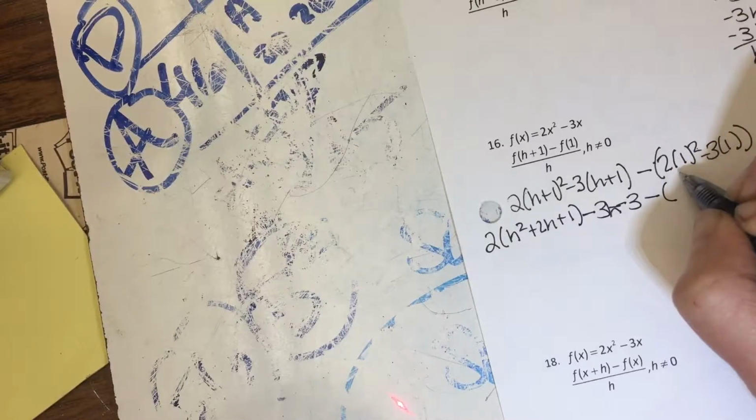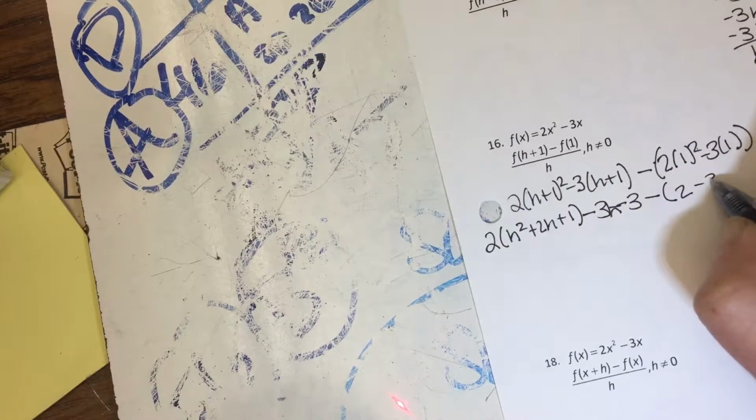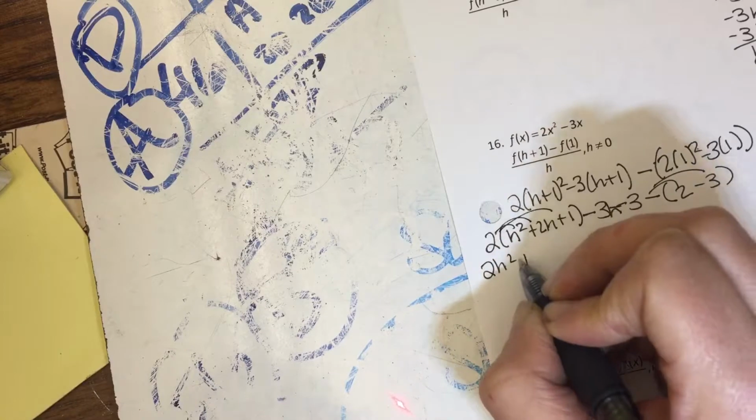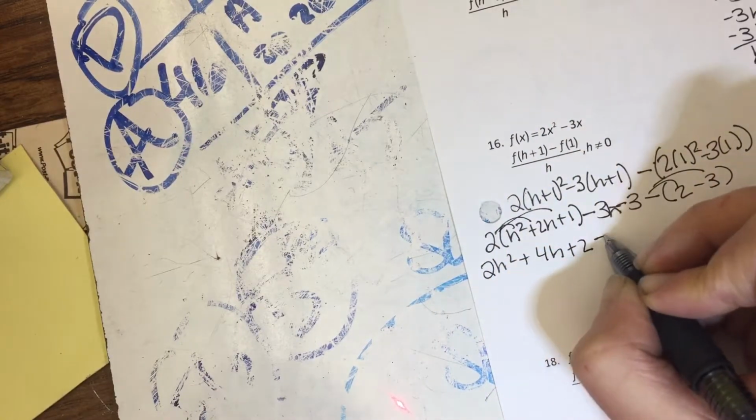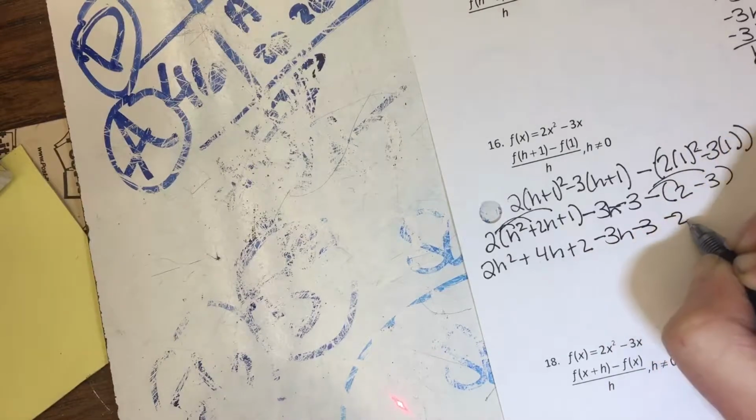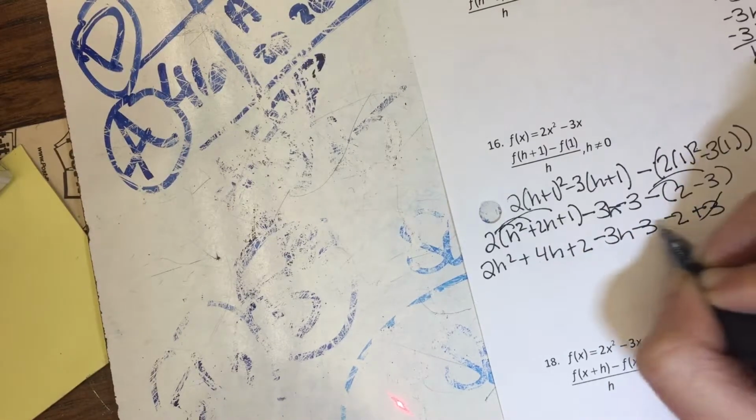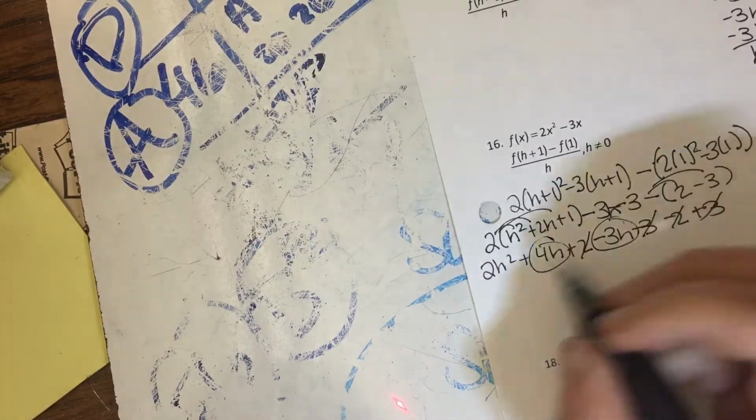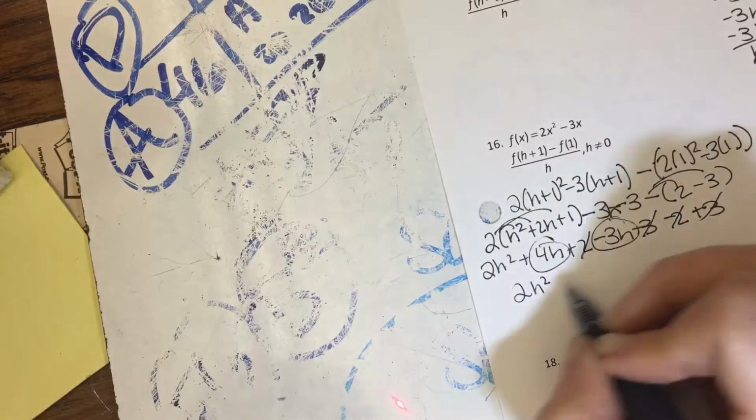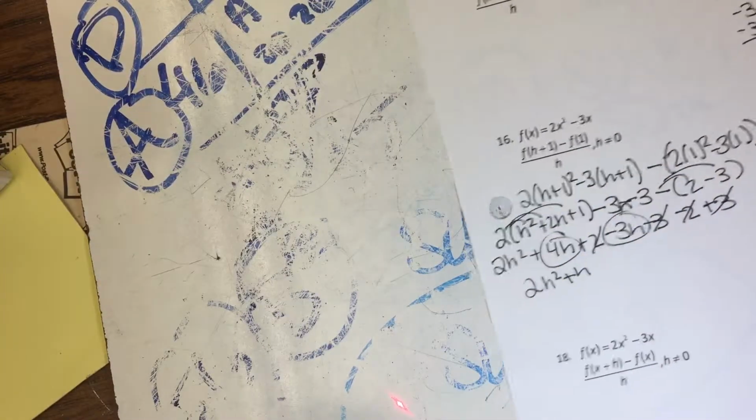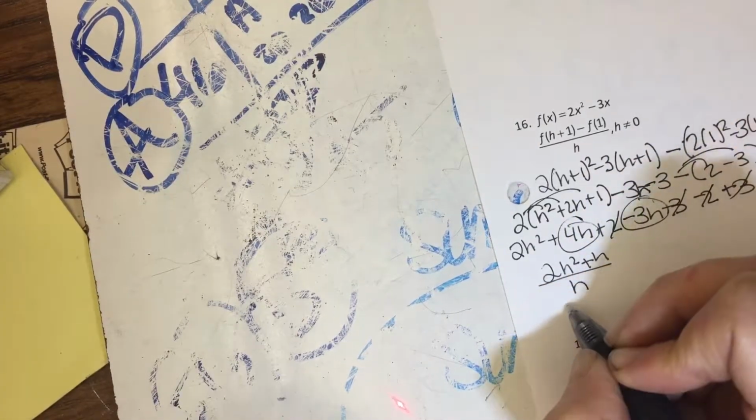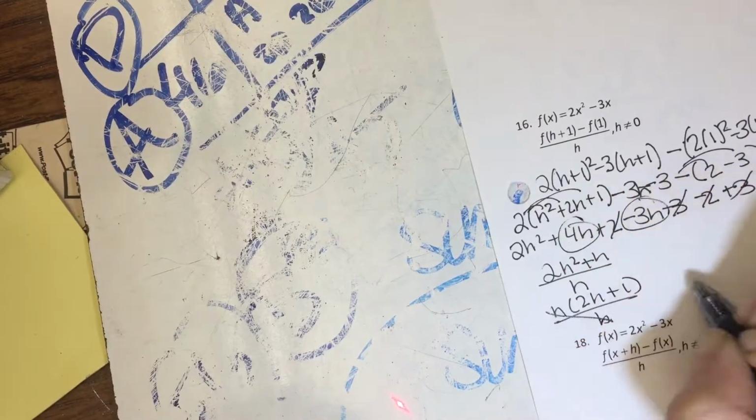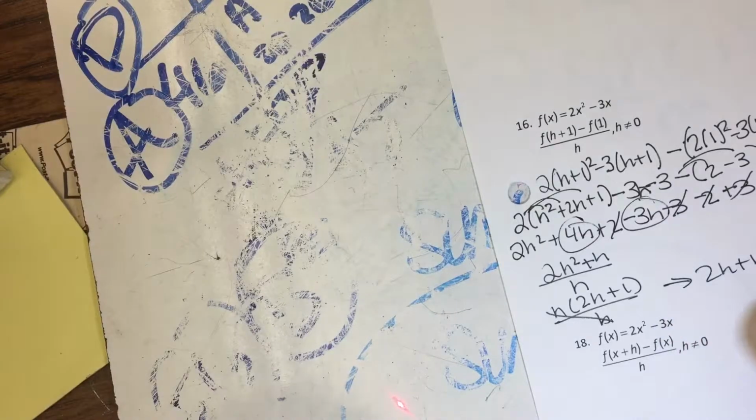So this will be 1 squared is 1, times 2 is 2, 3 times 1 is 3. Distribute my negative there, distribute my 2 here. So I'm going to have 2h squared plus 4h plus 2 minus 3h minus 3 minus 2 plus 3. Those will cancel. Those will cancel. Excellent. These I can combine, and I'll have 2h squared plus h. Okay. I can't just cancel out those h's. I need to factor first. So factor that out, and I'll end up with 2h plus 1, where h does not equal 0.